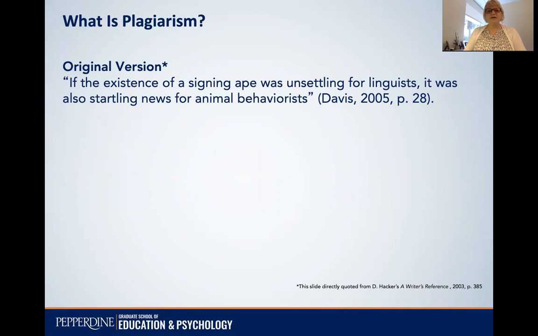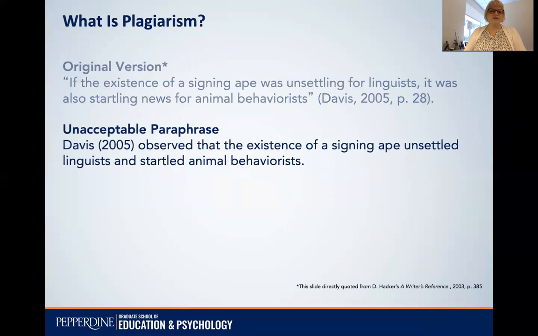So now I'm going to show you an unacceptable version of a paraphrase. Davis, 2005, observed that the existence of a signing ape unsettled linguists and startled animal behaviorists. So why is this unacceptable? Well, for one thing, we have a very similar sentence structure. That's okay, but it makes it very difficult to make your sentence, your language more unusual or different from the original. And we have the unsettling toward linguists and the startling toward animal behaviorists, just like the original. So it's too similar. The language is too similar, even though we have the citation.